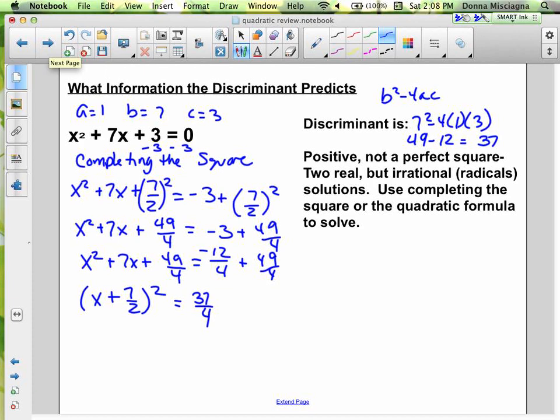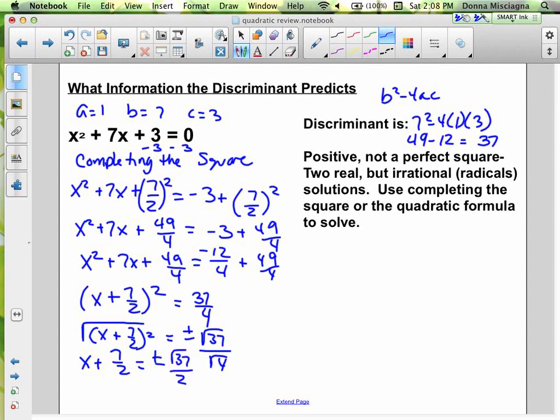All right, and so now take the square root, plus or minus, and split that. So 37 and the square root of 4. The square and square root cancel, so I have x plus 7 halves, plus or minus. 37 is a prime number, but the square root of 4 is 2. All I have to do is subtract 7 halves from both sides. The sign is going to be reversed: negative 7 halves plus or minus the square root of 37 halves.